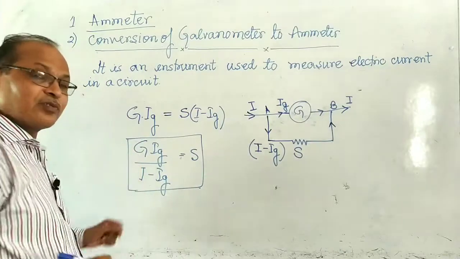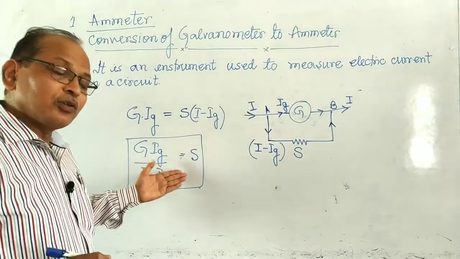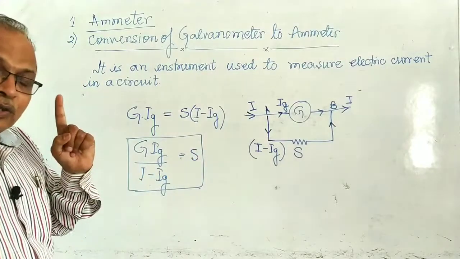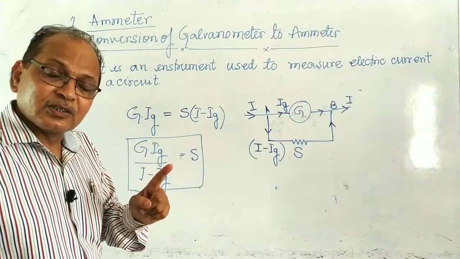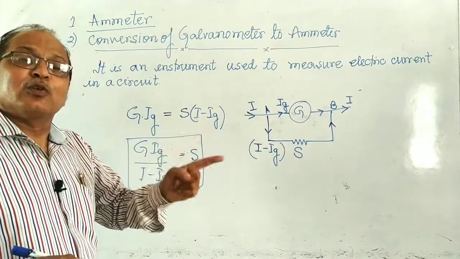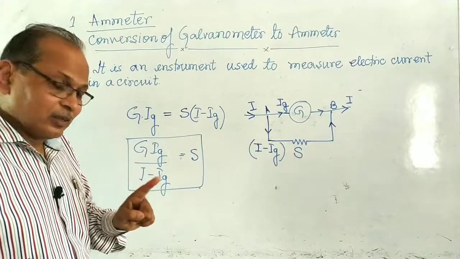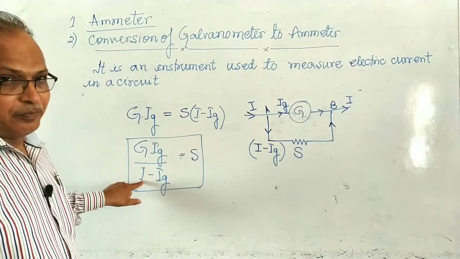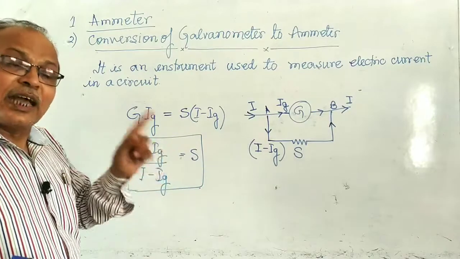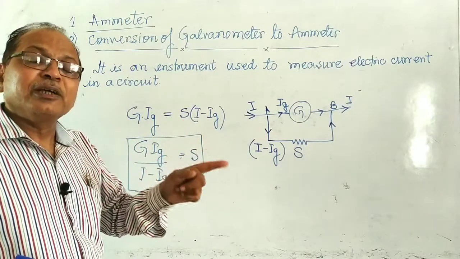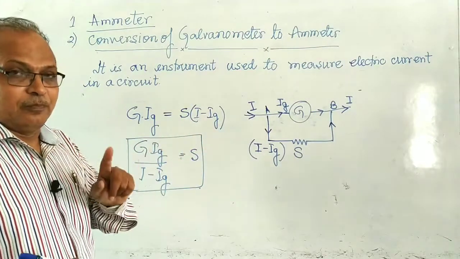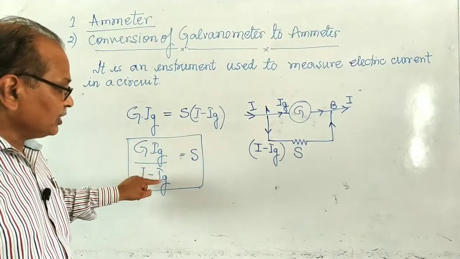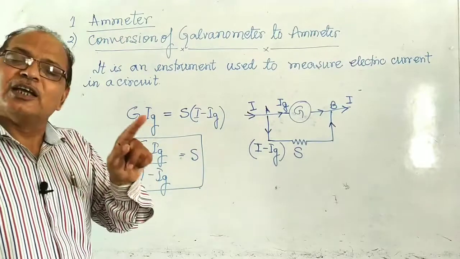Now this formula is very important. How can you define this formula? This is the shunt. This is the resistance required to be connected in parallel when you are measuring the current I. Then that particular galvanometer will be converted into an ammeter, where the galvanometer resistance is G and Ig is the full scale deflection current of the galvanometer.